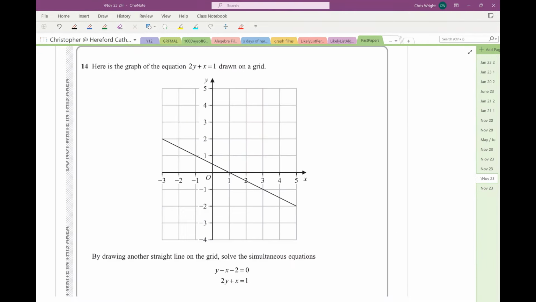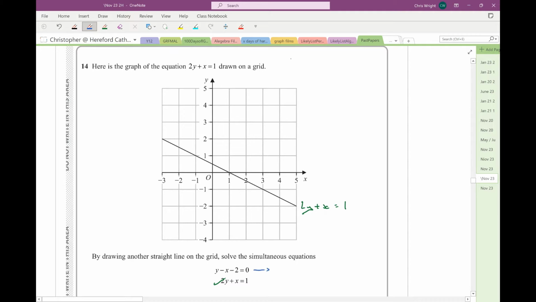Question 14. Here is the graph of the equation 2y plus x equals 1. So there we are. That's 2y plus x equals 1. By drawing another straight line on the grid, solve the simultaneous equations. Well, I've already got this second one. So really, this question is just asking me to draw this line and then see where the two lines cross.